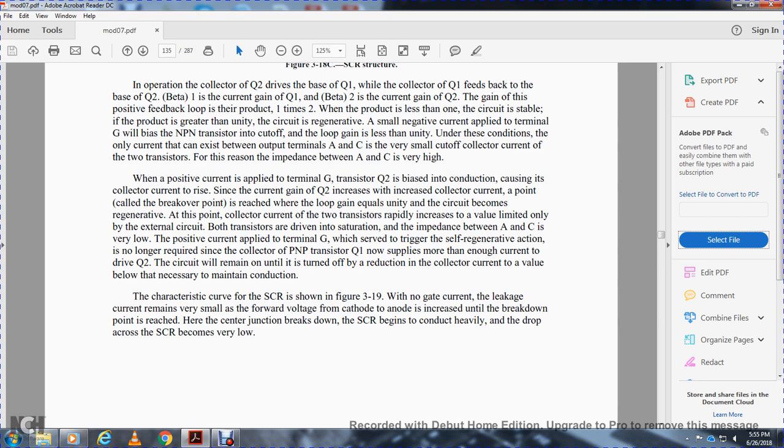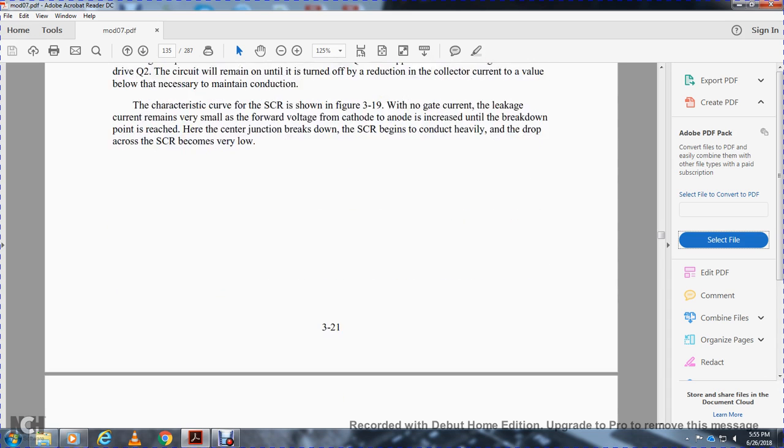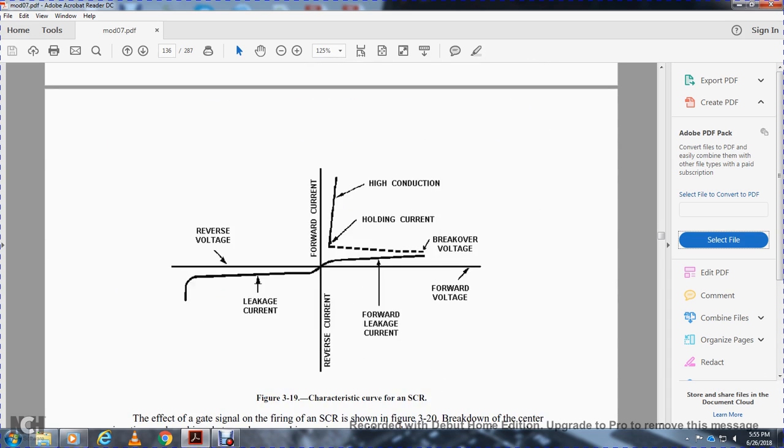The characteristic curve of the silicon-controlled rectifier is shown in Figure 3-19. With no gate current, leakage current remains very small in the forward direction from cathode to anode until the breakdown point is reached at the center junction. At breakdown, the silicon-controlled rectifier begins to conduct heavily, and the voltage drop across the device becomes very low. Figure 3-19 shows the characteristic curve for reverse voltage, leakage voltage, reverse current, forward current, high conducting holding current, forward leakage current, breakover voltage, and forward voltage.